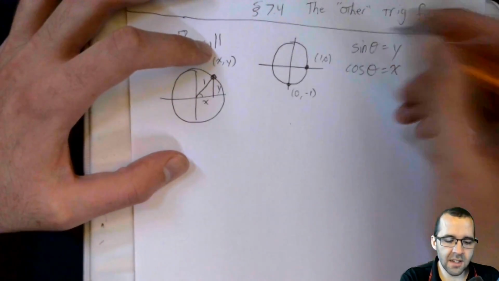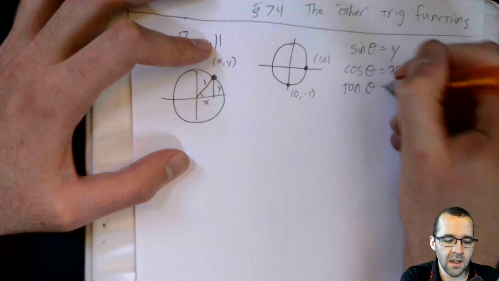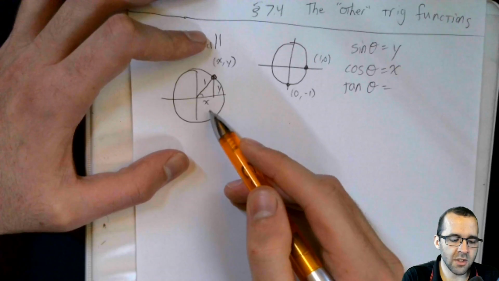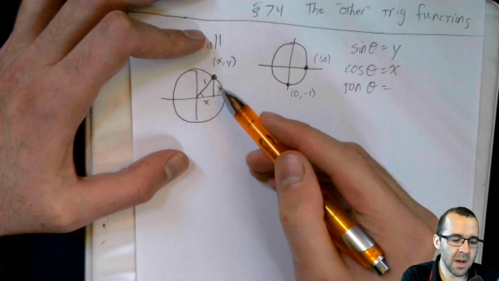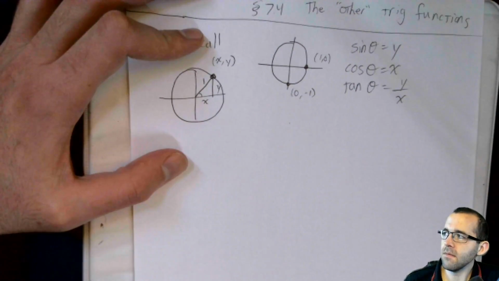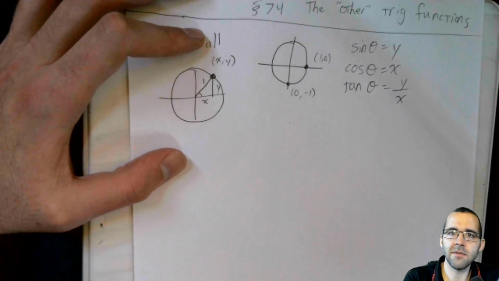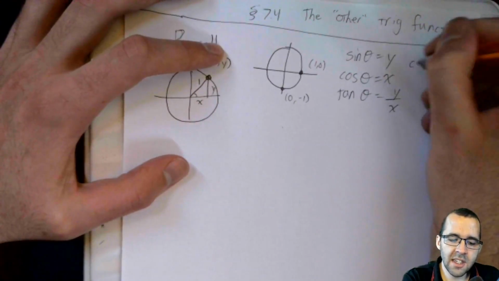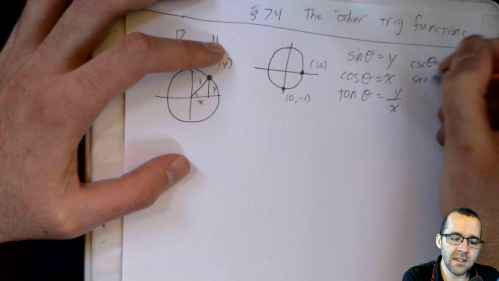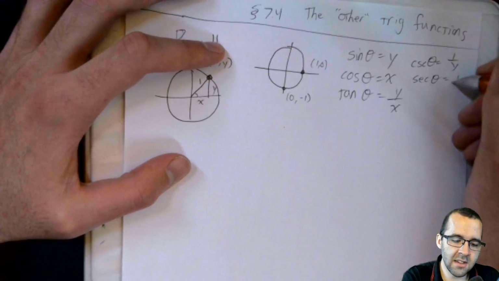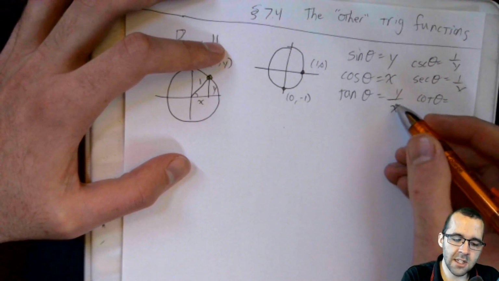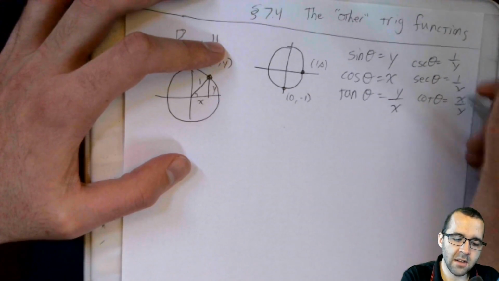Anyway, we can extend this. If sine is y over 1, or just y, and cosine is x over 1, just x, well, tangent is opposite over adjacent, that's y over x. And while we're at it, let's do the other three. Cosecant is a reciprocal function, that's 1 over y. Secant is a reciprocal function, that's 1 over x. And cotangent is the reciprocal of tangent, so it's x over y.